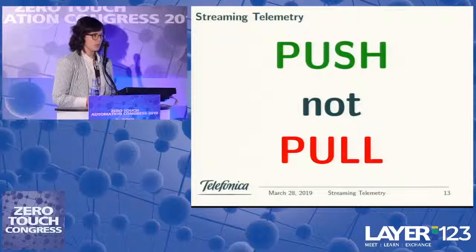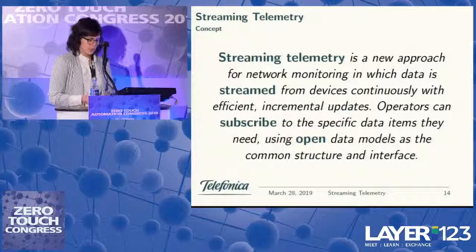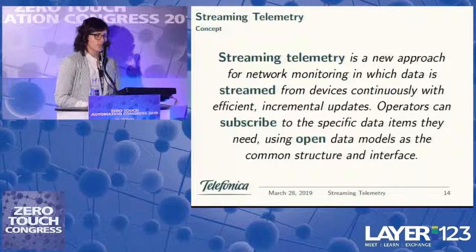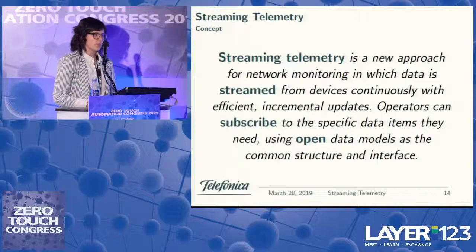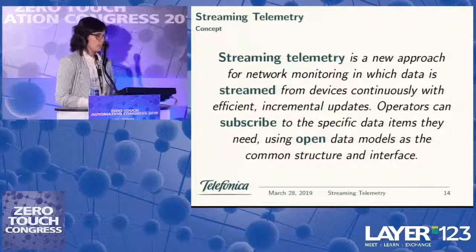If we take a look at this general definition of streaming telemetry, we can highlight three main principles. The first one is that the data should be streamed from the devices. The second one is that the network operators should be able to subscribe to specific data items, which means that we have a subscriber-publisher mechanism in which we can filter out the data we are not interested in. And finally, we need to use open data models for this information.